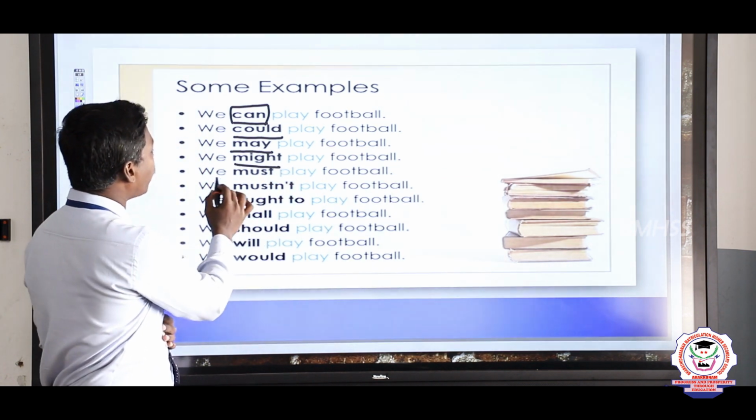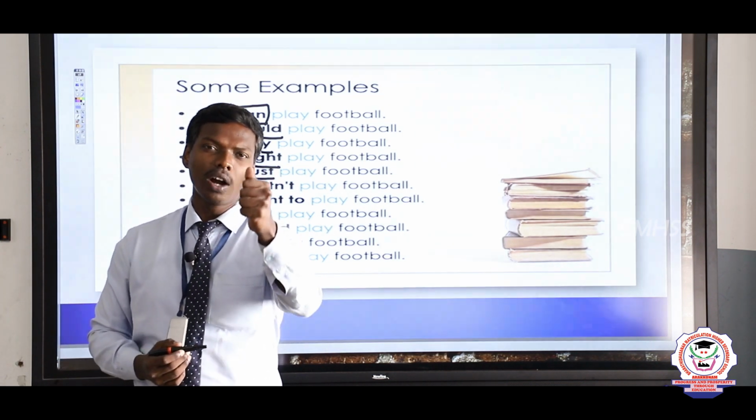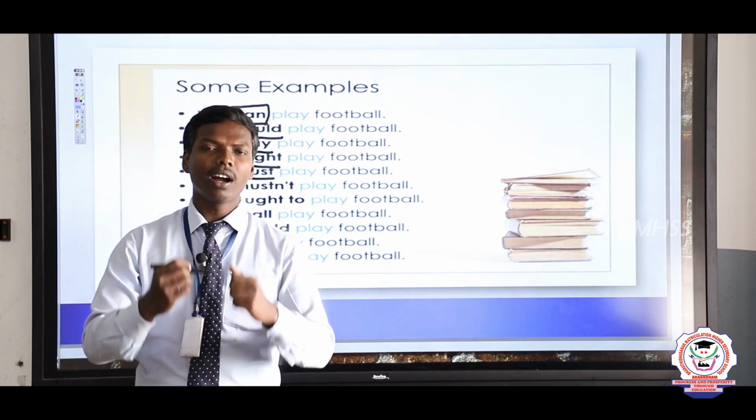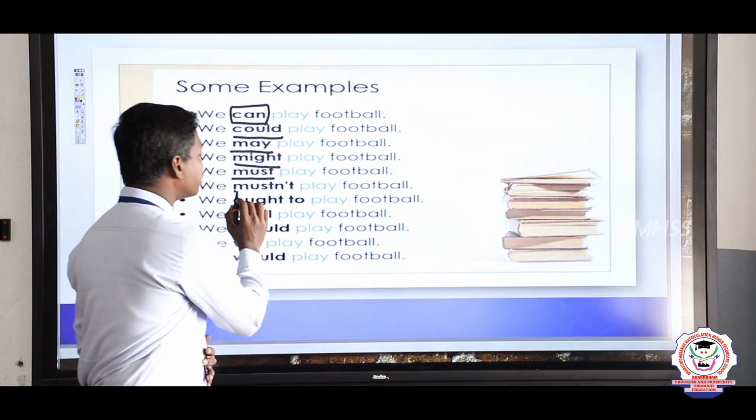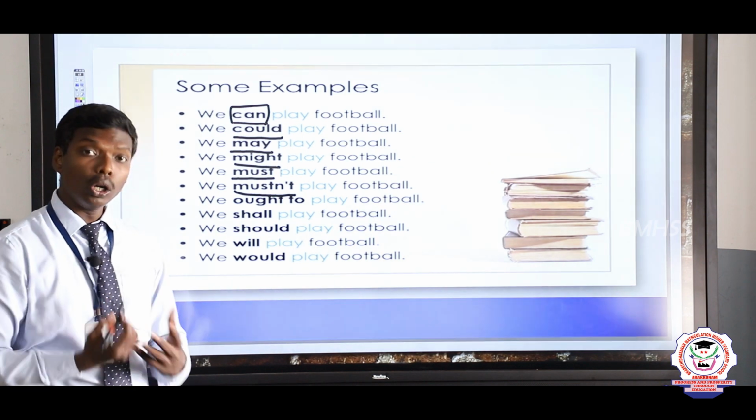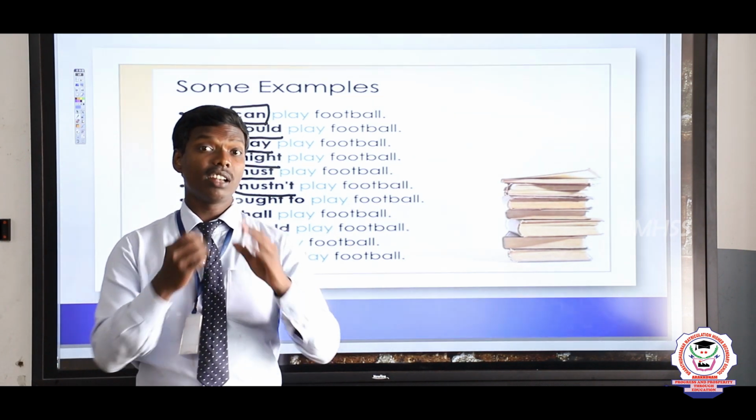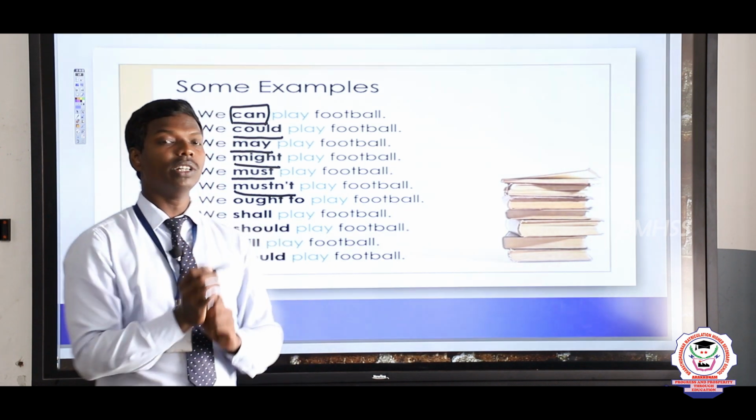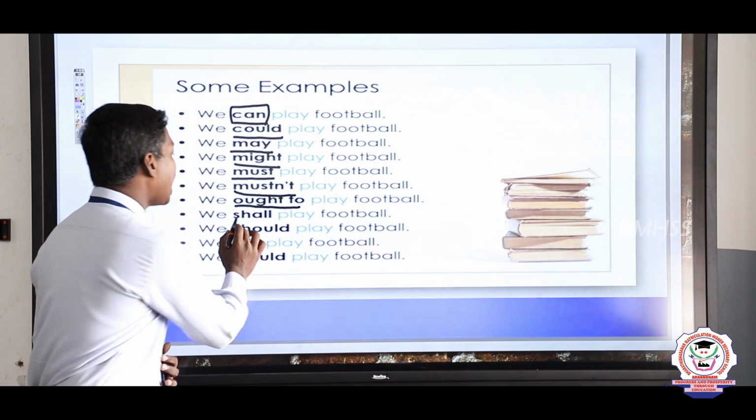And for the fifth one, we must play football. Must refers to the strong determination. நாம் கண்டிப்பாக கால்பந்து விளையாட வேண்டும். We mustn't, so negativity, and we ought to. Whenever you are expressing the strong obligation, ஒரு தார்மீக கடமையை அல்லது நாம் கண்டிப்பாக செய்தாக வேண்டும் என்பதை உணர்த்துவதற்காக we use we ought to play football. We shall play football.